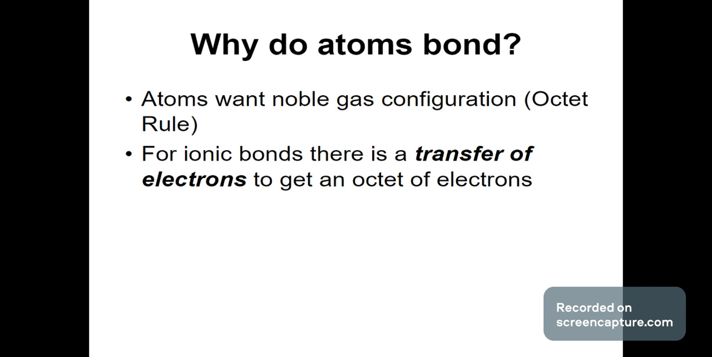Like in table salt, the sodium atom is giving up an electron to the chlorine atom. And once it takes that, it becomes referred to as an ion, also known as chloride, if you will. And it wants to fit into, again, the octet rule. Same thing for the covalent bonds.